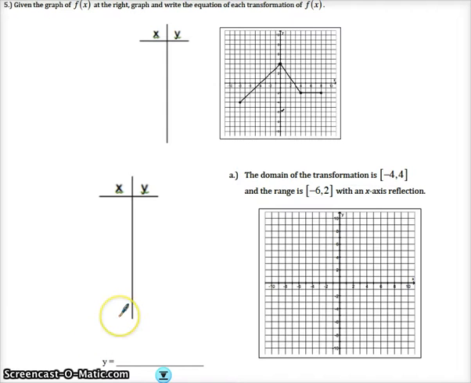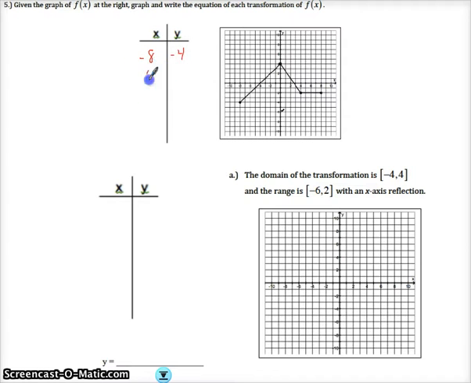All right, sorry this is so small, but you have the paper in front of you, so you should be able to read that. If given the graph of f of x to the right, graph and write the equation of each transformation of f of x. Okay, so just like before, it wants us to think about some important points here. At -8, looks like we're at -4.